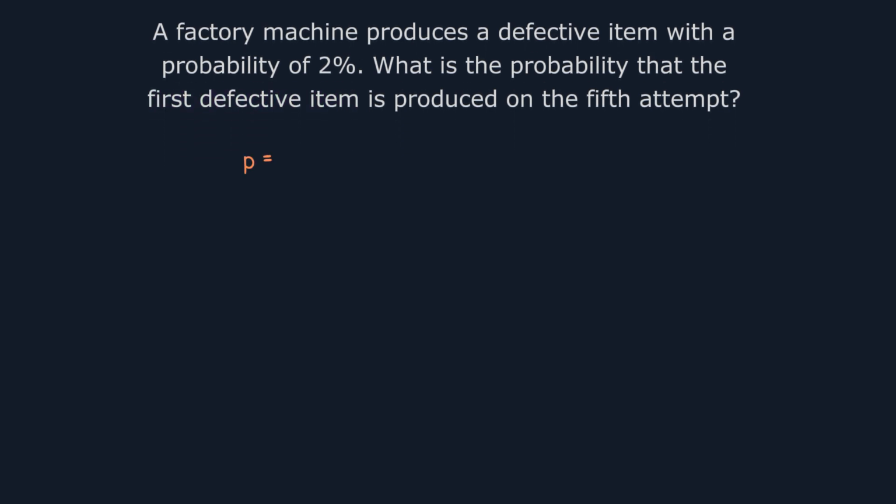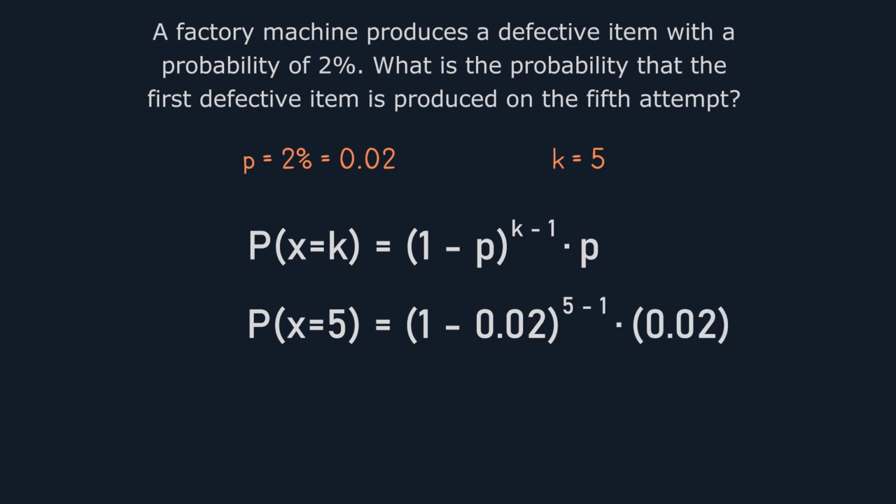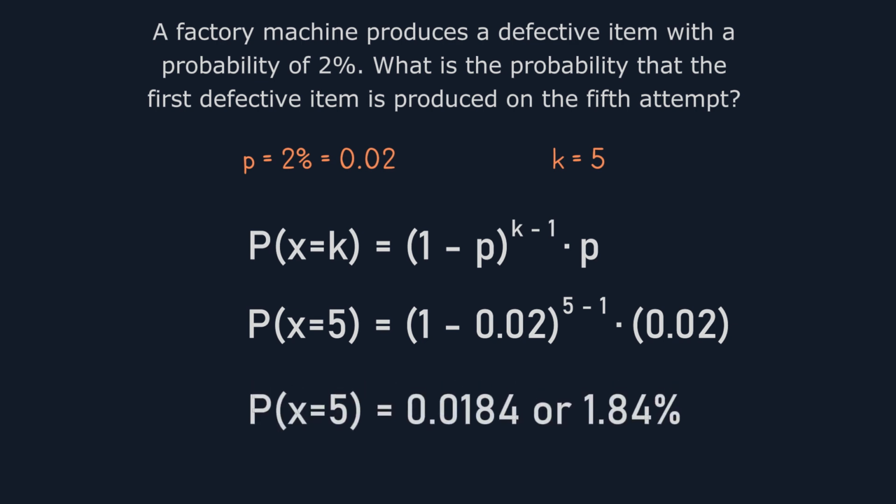Here, p is equal to 2%, or 0.02. The number of trials, k, is 5, because we're looking for the probability that the first defect occurs on the fifth attempt. Using these values, we get that the probability that the first defective item is produced on the fifth attempt is equal to (1 minus 0.02) to the power of 5 minus 1, multiplied by 0.02. Using your calculator, you will get approximately 0.0184 or 1.84%.